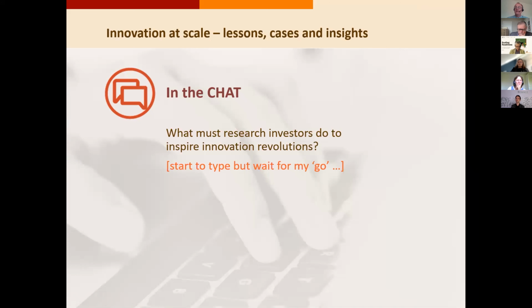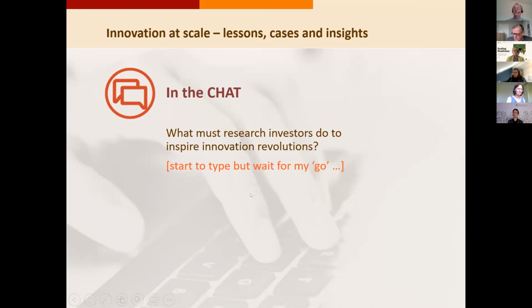So same exercise. We're going to give you first a small chat, and then we're going to have a poll. So stay with us. First question: we just heard from Jonas and the African Development Bank, and we know there are various people on the call here who work for investors. So what must research investors do to inspire innovation revolutions? Whether you're a researcher, an extensionist, or an NGO, what do you think the investors must do to inspire innovation revolutions? Take 10 seconds, 20 seconds, start to type.